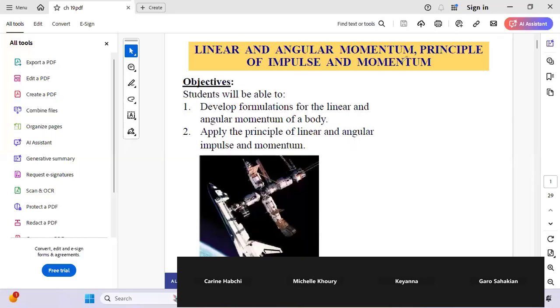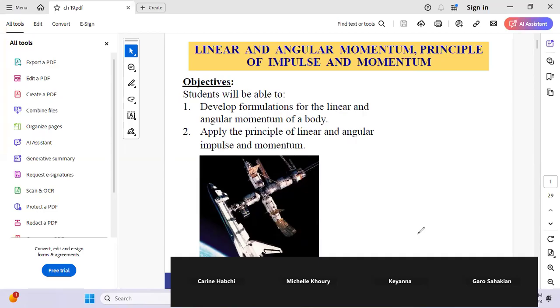So we will start today with a new chapter. In this chapter, we'll introduce the linear and angular momentum and the principle of impulse and momentum. We have already studied previously the application of linear impulse and momentum on a particle. Now we'll move to a rigid body.